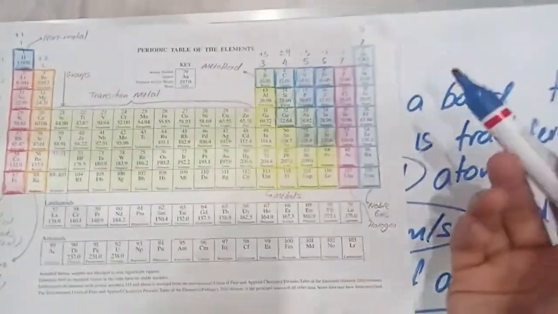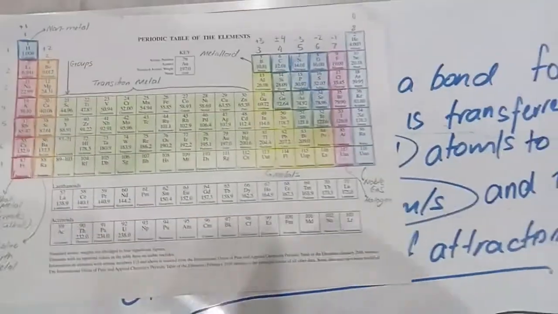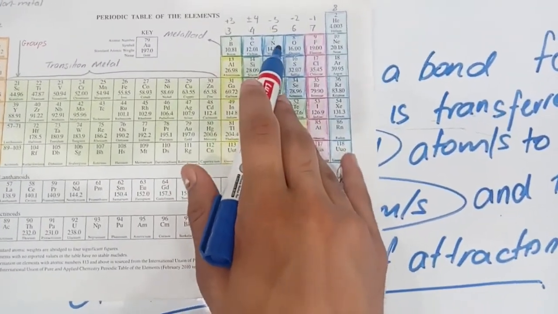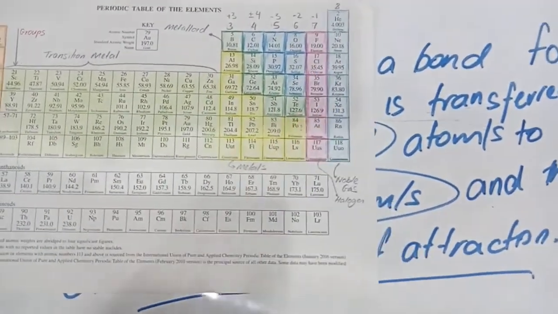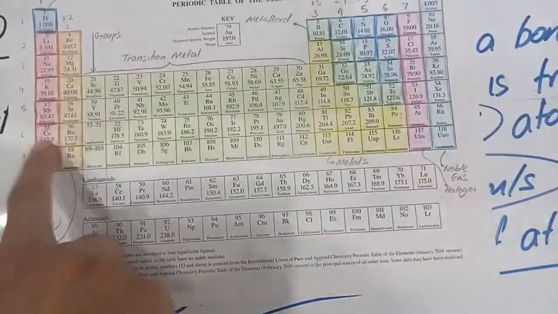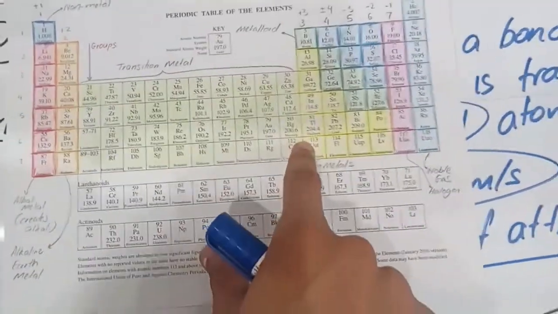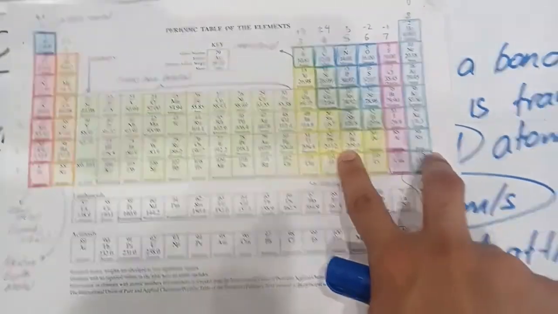So you need 4 more for a full outer shell, or you need to get rid of 4. Then you need 3 more for a full outer shell, you need 2 more, you need 1 more. Okay, so what happens is atoms that are in groups 1, 2, and 3 have a tendency to lose electrons, and then these ones have a tendency to gain electrons.